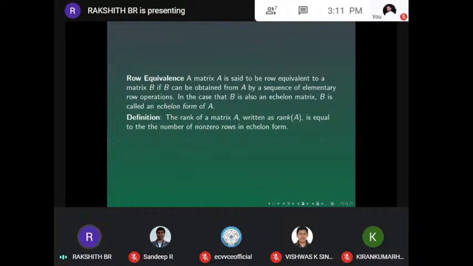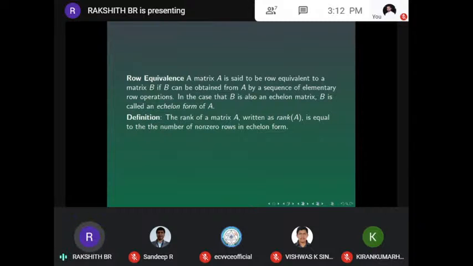Before that, let me give the definition of the rank of a matrix. You can define the rank of a matrix in many ways, and all the definitions are equivalent. But here I just consider this definition: the rank of a matrix A, which we denote by rank of A, is equal to the number of non-zero rows in its echelon form.